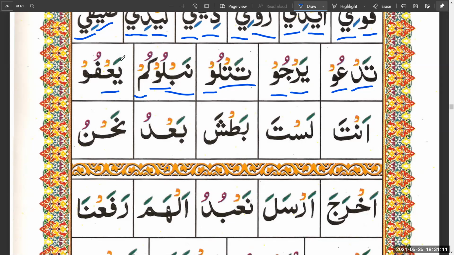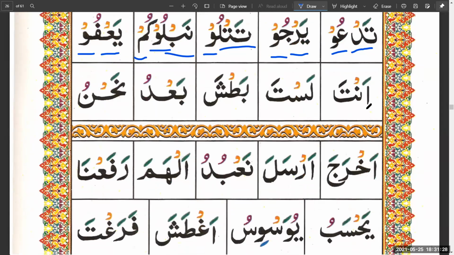Next one, ya with a fatha, ain with a sukoon, ya. Then fa with a dhamma, wa with a sukoon, fu, ya, fu. Next line, we have an alif with a fatha, a noon with a sukoon, an. Then we have a ta with a fatha, ta. So anta, anta. Next one, lam with a fatha and sin with a sukoon, las. Then we have a ta with a fatha, lasta.